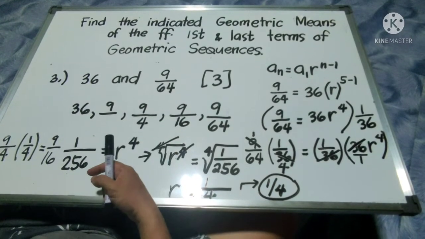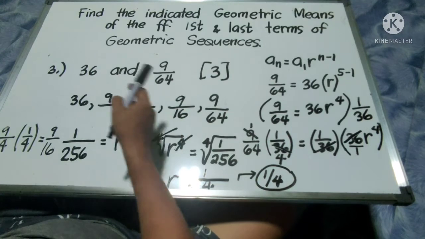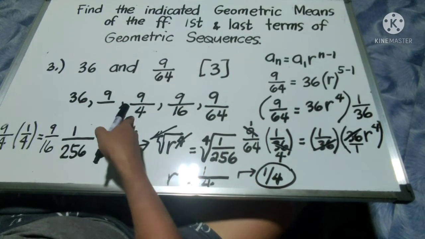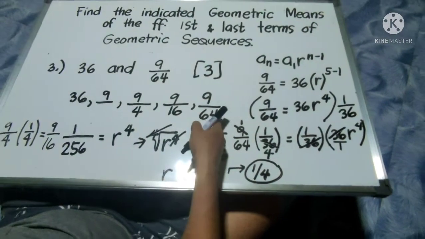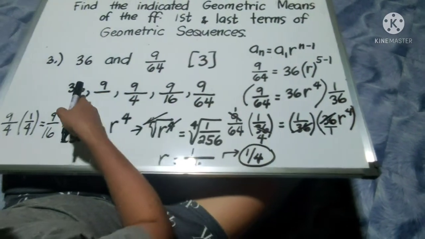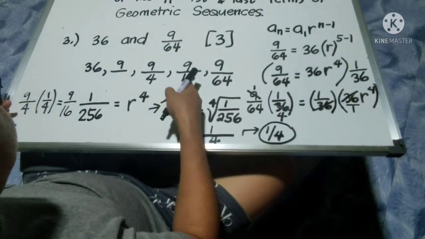So how many geometric means do we have? We have 3 geometric means. Okay? So this is our first geometric mean, second geometric mean, third geometric mean. And how many terms are there? 5 terms. So what is our first term? 36. Second term is 9. Fourth term is 9 over 16.